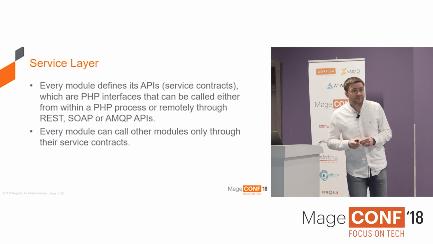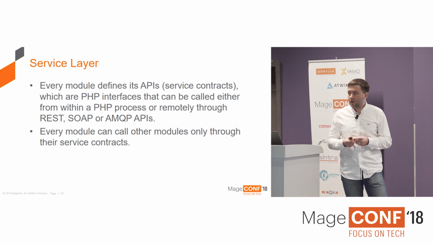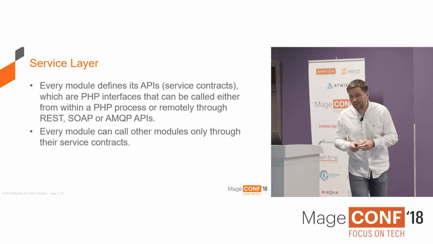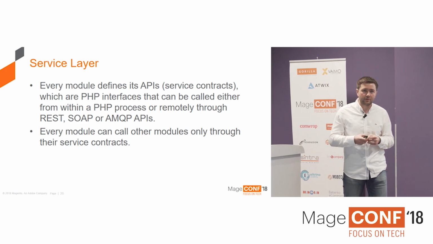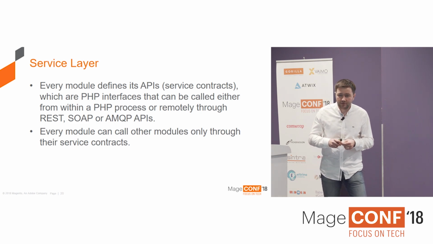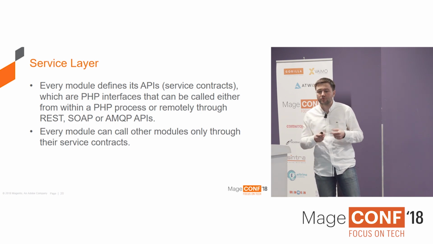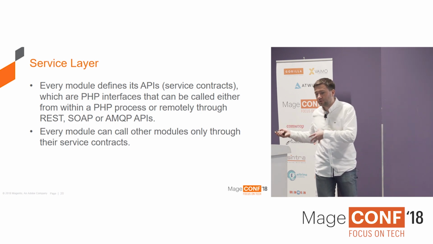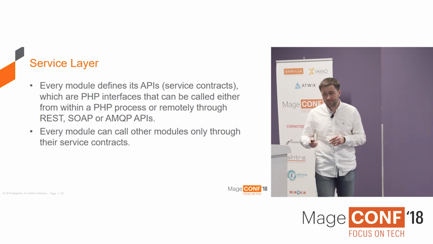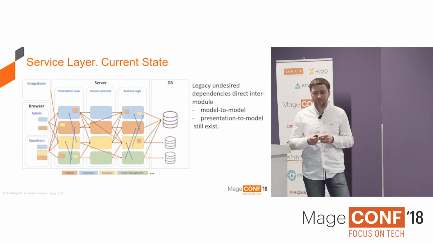So the service layer, I believe all of you are already aware of the service layer in Magento 2. Not every module, but at least every functional area has a service layer. And the service layer introduces a bulk of PHP interfaces, which are marked with the API annotation. This interface is supposed to be used for cross-module communication, and all other models and classes should be considered a private implementation.